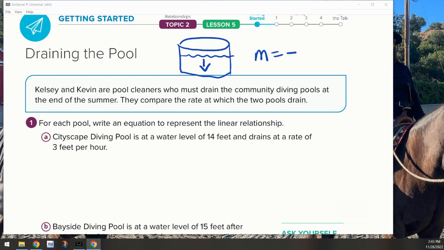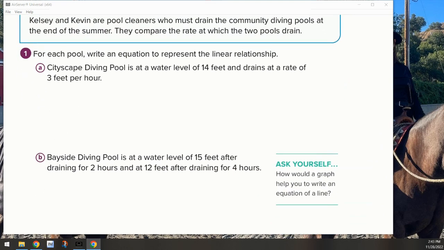Just remember that. So Kelsey and Kevin are pool cleaners who must drain the community diving pool at the end of the summer. They compare the rate at which the two pools drain. Okay, so for each pool, write an equation to represent the linear relationship. So the Cityscape diving pool is at a water level of 14 feet. So at the very beginning, the pool is at 14 feet. That's where the water's at. And it has a rate of 3 feet per hour.